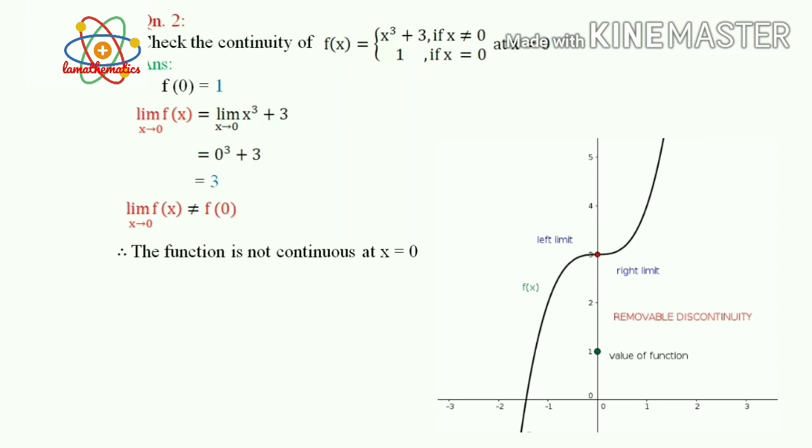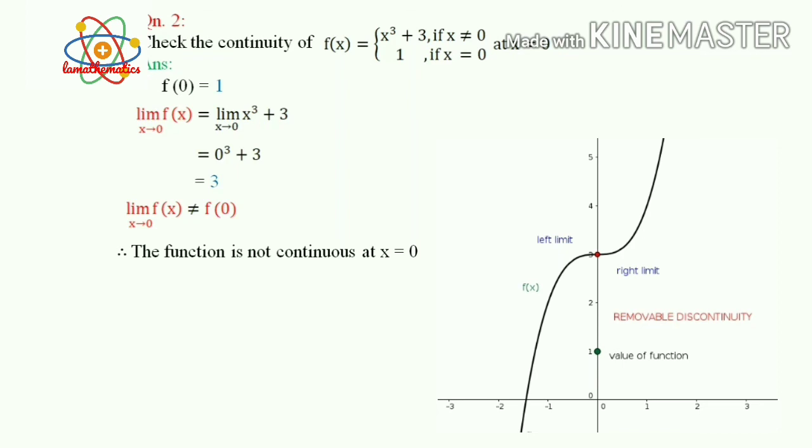In other words, we can say f of x equals x cube plus 3 for all values of x except at x equal to 0. Limit value is 3. The value of the function is 1. That is, the function is not continuous. It is a removable discontinuity at 0.